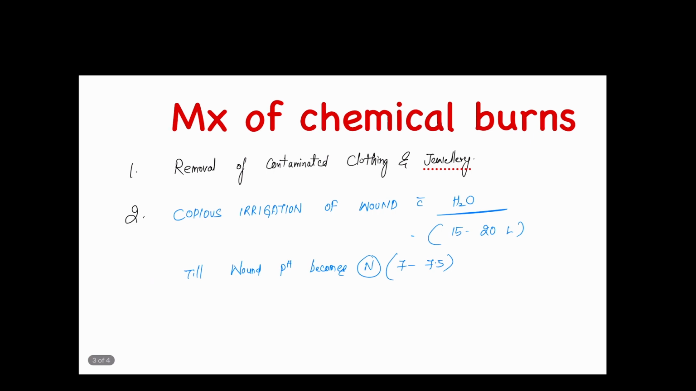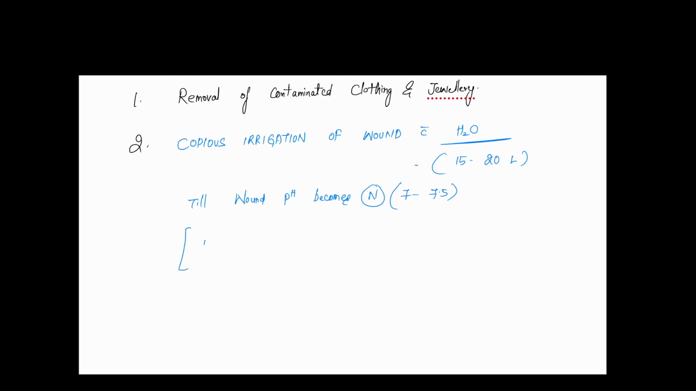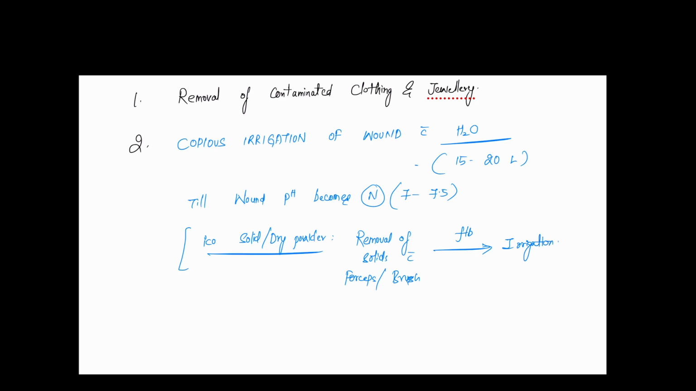And there is an exception to this rule. In cases of solid chemicals or dry powders, we don't irrigate the wound first. First we remove those solid chemicals with forceps or with brush, followed by irrigation. Because if you irrigate a solid chemical, this will cause a further chemical reaction and it will further damage the skin.